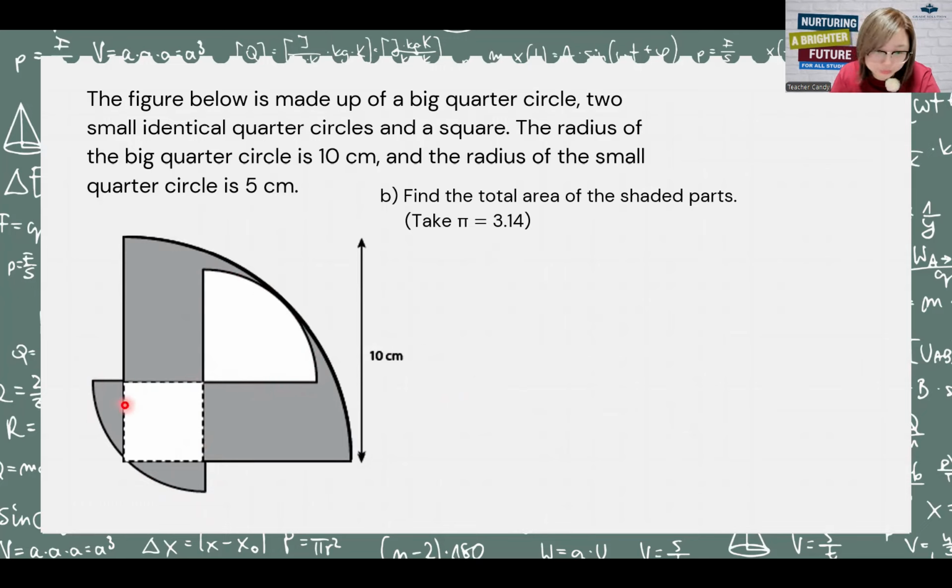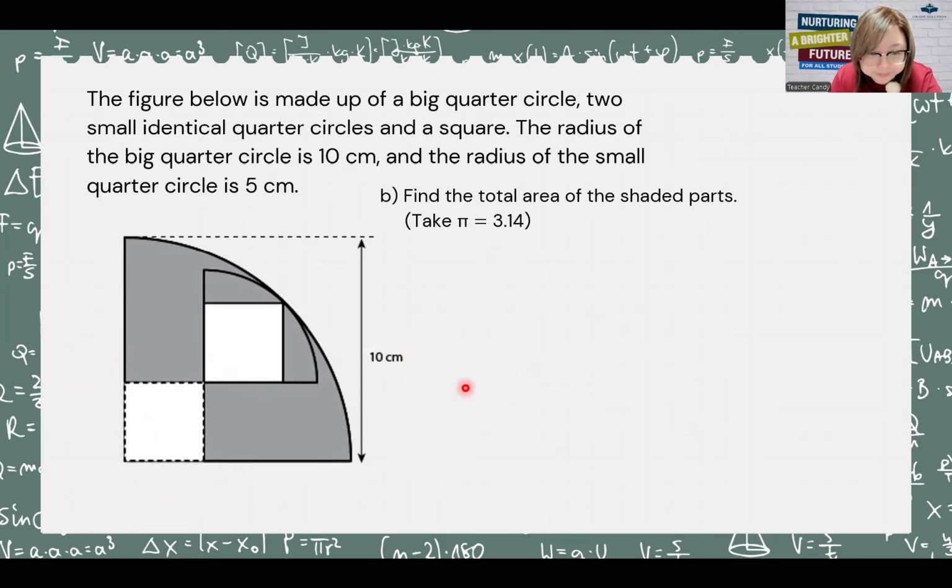So what I'm going to do, outside the big quarter circle, there are these two shaded parts over here. I'm going to take them out. I took them out and I'm going to paste them back here. What do you see? You see two similar squares here. So what do I need to do to find question B? I can find the area of the big quarter circle and take away those two small squares.